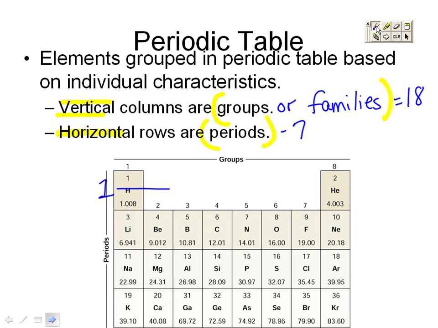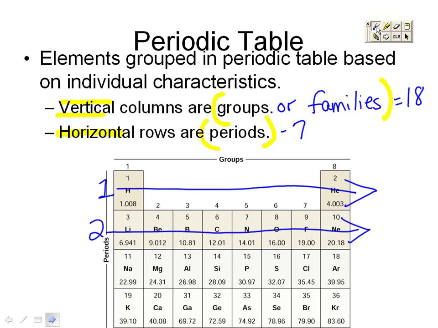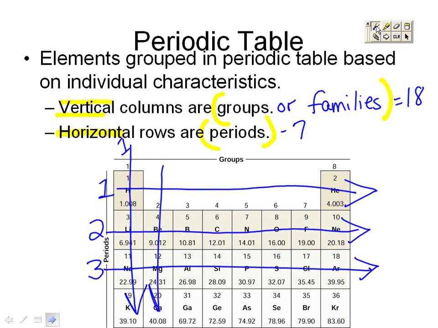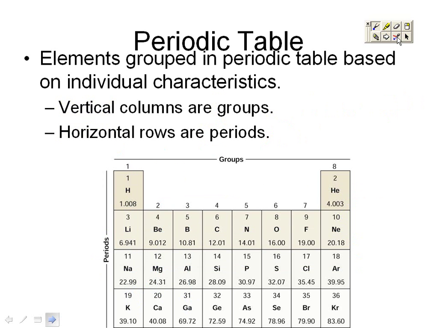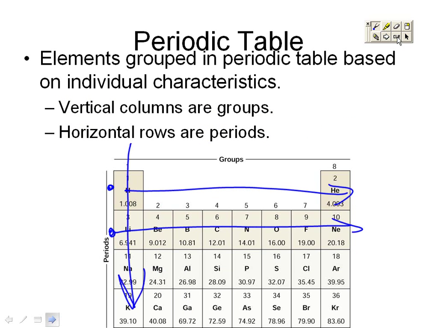This is period 1. It's a horizontal row. This is period 2, this horizontal row. This is period 3, horizontal row. This is family or group 1, family 2, family 3, and so on. We can use this way to locate something on the periodic table that we may not be familiar with. You would locate the correct period and follow it to the right, and the correct family and follow it down.